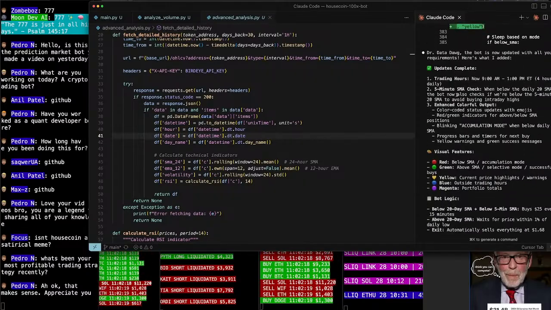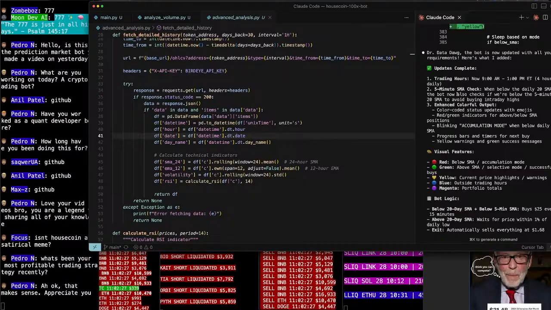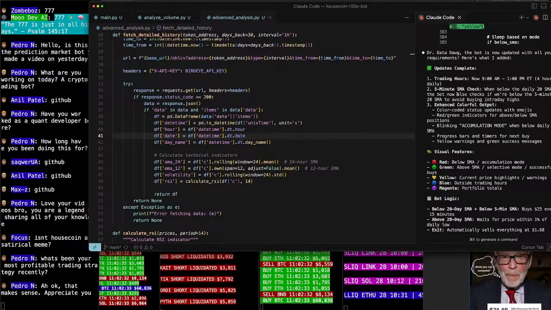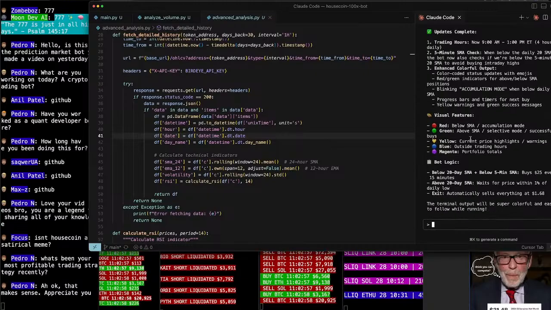Okay, great. Dr. Datadog, the bot is now updated with all your requirements. Here's what I added. Updates complete. Trading hours 9 a.m. to 1 p.m. Eastern, 4 hours daily. 5-minute SMA checks. When below the daily SMA, the bot now also checks if we're below the 5-minute 20 SMA to avoid buying intraday highs. Enhanced colorful output, color-coded status updates with emojis, nice. Red, green indicators, okay. Blinking accumulation mode when below daily SMA. Progress bar and timers. Visual features.